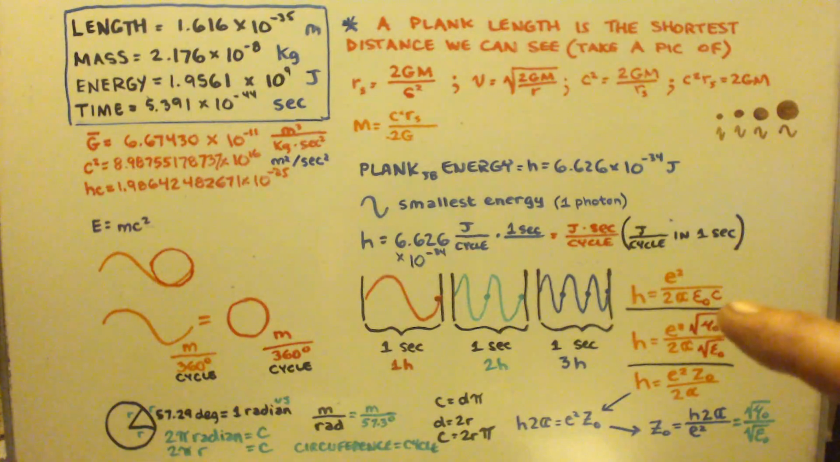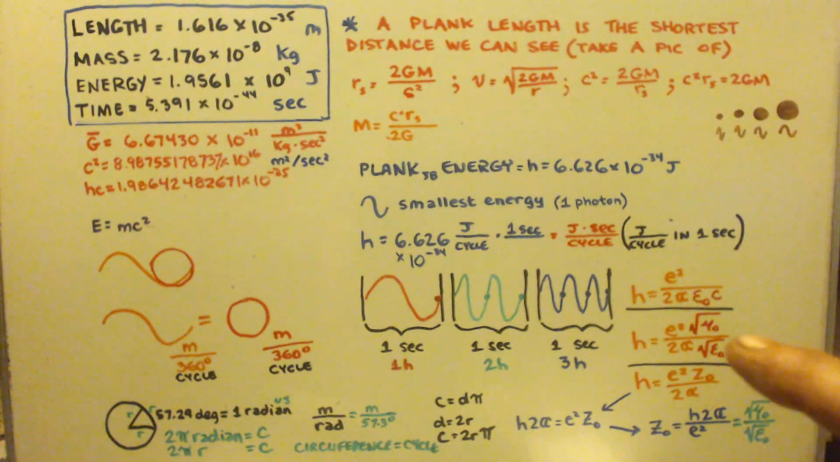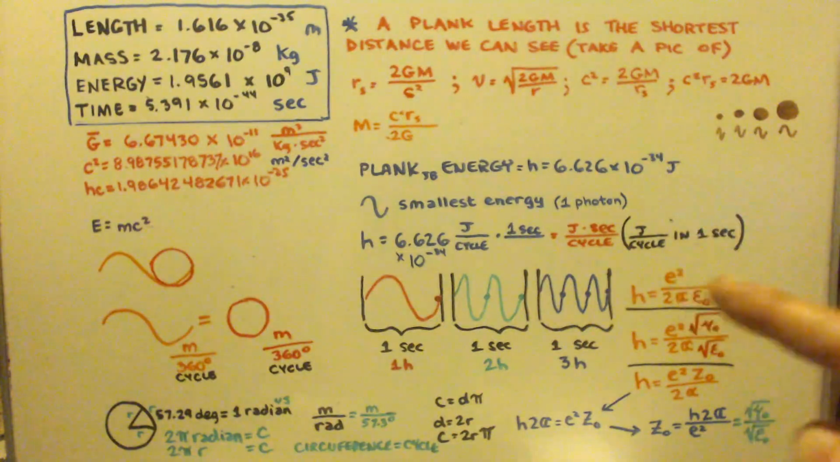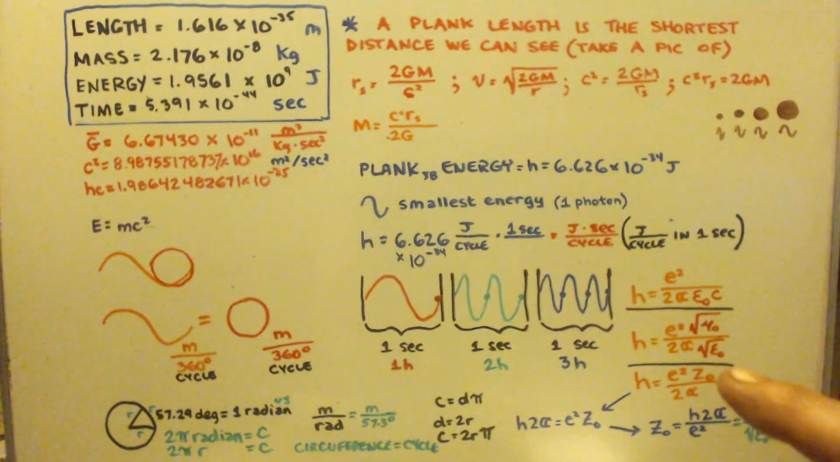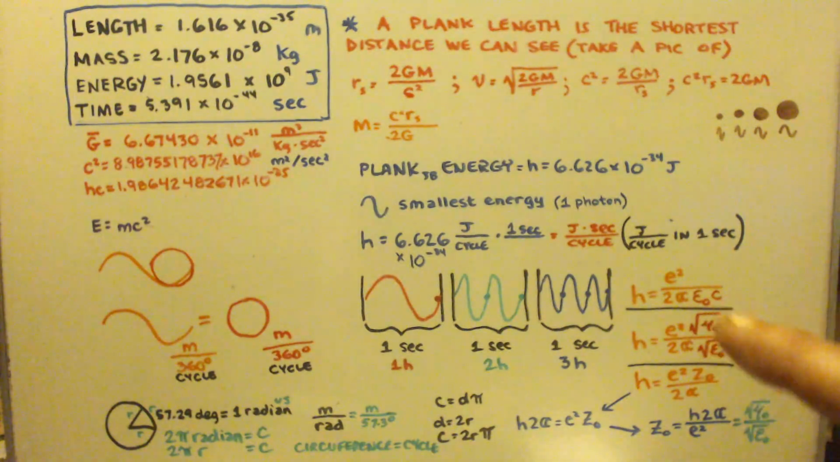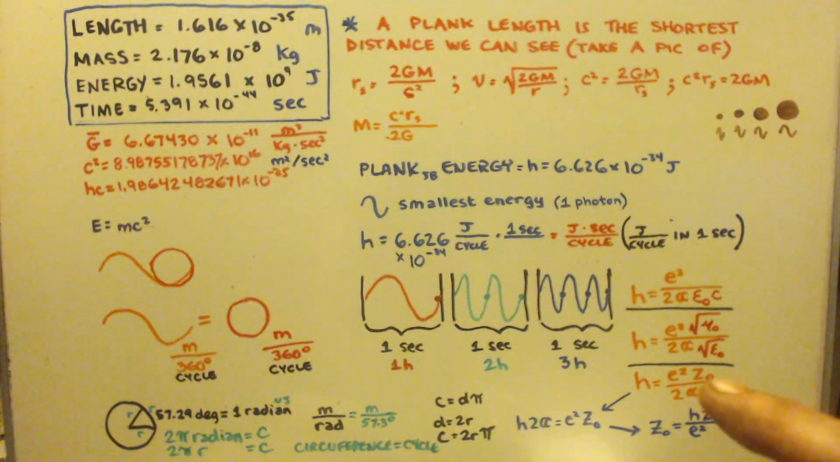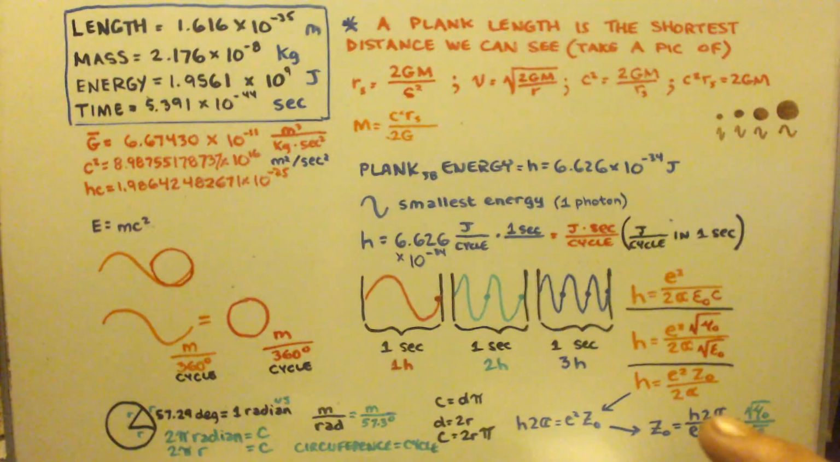mu naught square root and over E naught square root. That's what E naught C represents, okay? And then Z naught, impedance, that is a ratio of these two things, okay? This equals that. You can see down here, I rearranged this formula, right? So the Z is on one side. It equals 2 fine structure H over E squared. It also equals this, mu naught over E naught, but they're both square rooted, equals Z.